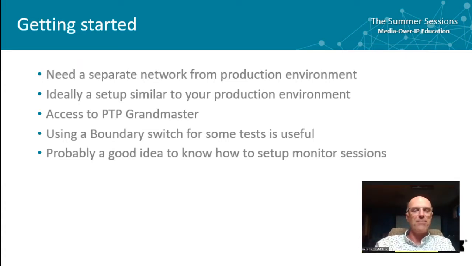So ideally, a setup that you build is going to be similar to your production environment. What I mean by that is if your production environment uses -7 for redundancy, I suggest you build something that supports -7 for your test equipment. You're going to need access to at least one PTP Grandmaster, and I suggest you use a boundary switch because for some of the tests, it's useful.